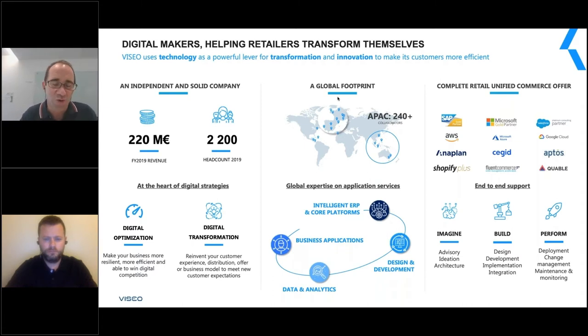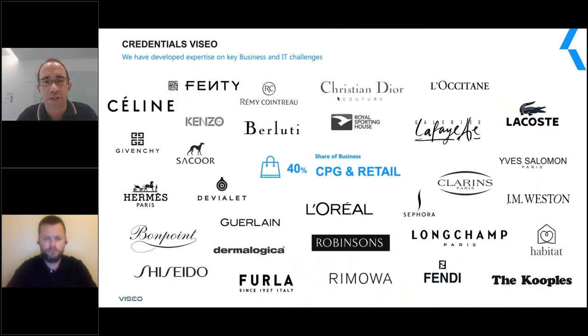And we have to show this slide, the next one, to show a bit about a few names, right? 40% of our business is with CPG and retail. So here you can see some names. We support some customers in Europe, but also in Asia and in the US. Sometimes on Salesforce, sometimes on Fluent Commerce, sometimes on Cegid, sometimes on SAP, sometimes a few solutions together, and they trust us to accompany them on this journey.